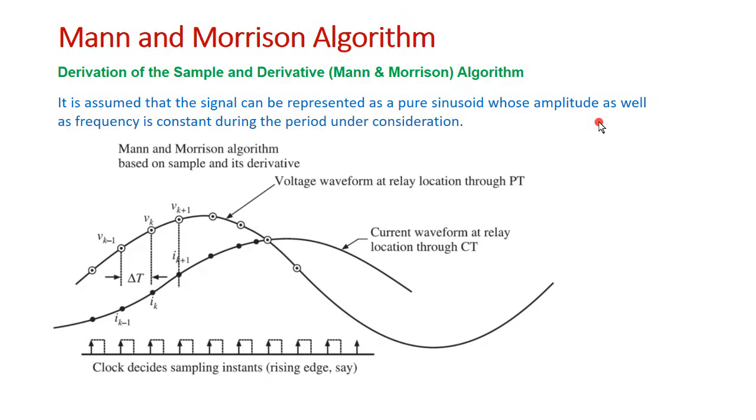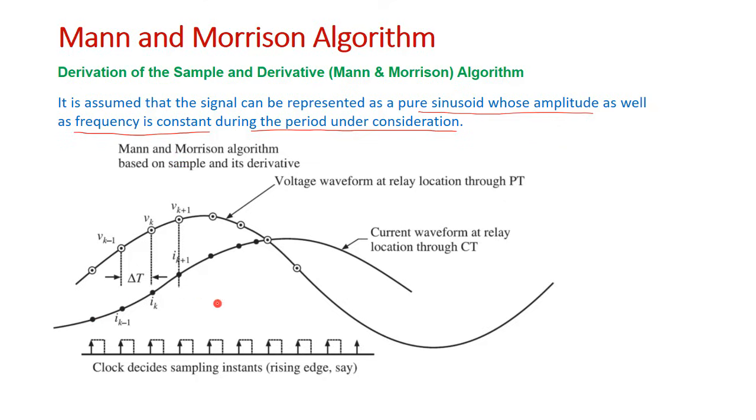It is a derivation of the sample and derivative algorithm. Here it is assumed that the signal can be represented as a pure sinusoid whose amplitude as well as frequency is constant. For the period for which we are taking the samples, it is assumed that the amplitude and the frequency of the sinusoid remain constant. So this is the Mann Morrison algorithm.